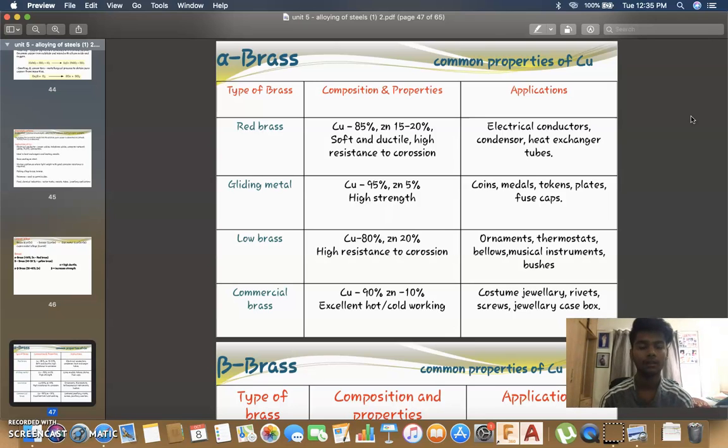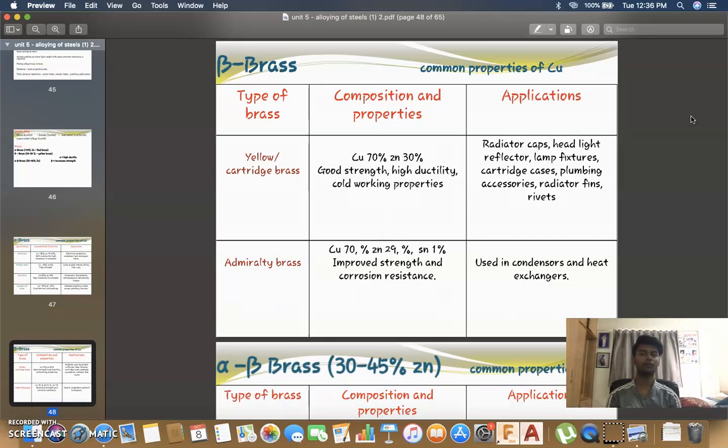So we'll see types of alpha brasses. Red brass has 85% copper with zinc, and it is soft and ductile with high corrosion resistance. Applications are electrical conductors, condensers, heat exchange tubes. One is gilding metal, and low brass, which has high resistance to corrosion. And commercial brass: copper is 90% and zinc is 10%. Excellent hot and cold working metal. Costume jewelry, rivets, screws, and jewelry boxes are made with this commercial brass. Now let's go for beta brasses. One is yellow cartridge brass, which contains 70% copper and 30% zinc, and Admiralty brass, which contains 70% copper, 29% zinc, and 1% tin.